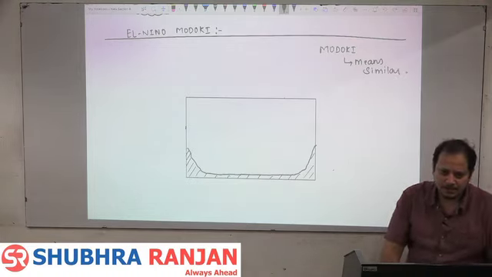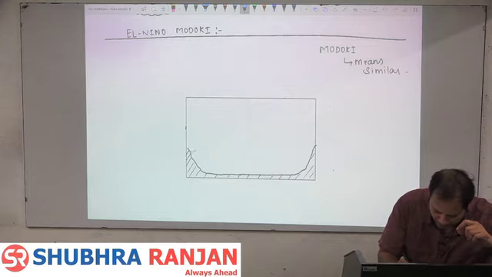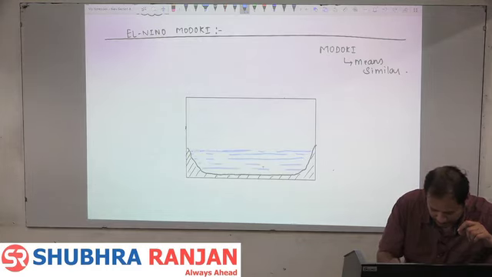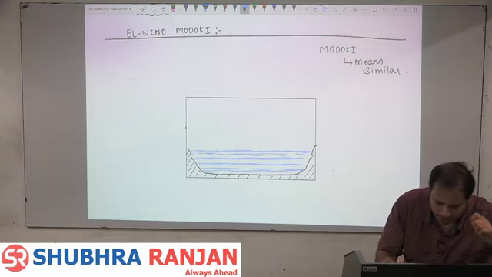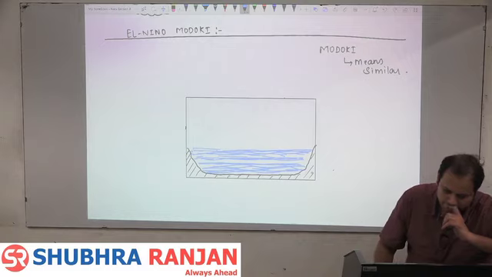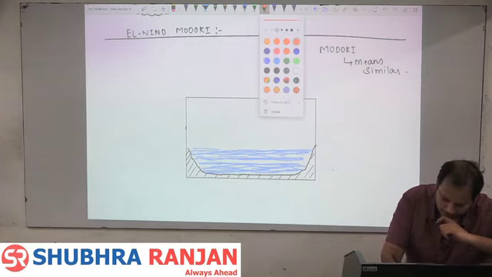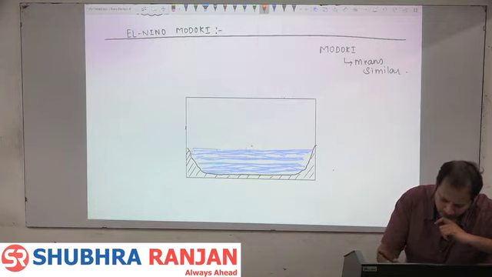मोडोकी का मीनिंग है सिमिलर, similar to El Nino. While the normal El Nino is associated with the warming of eastern equatorial Pacific and the cooling of western Pacific, Modoki is warming of central Pacific.